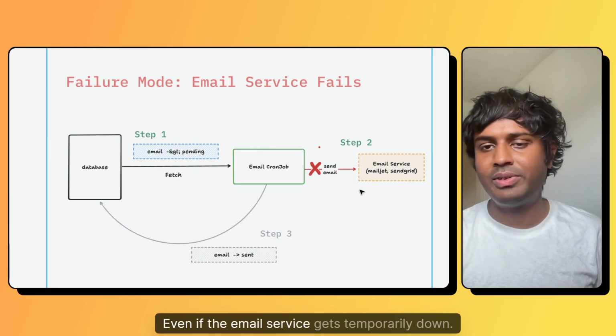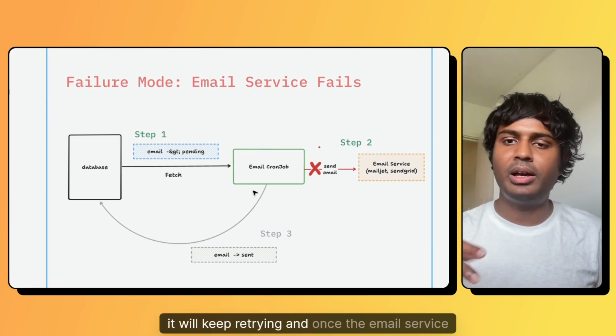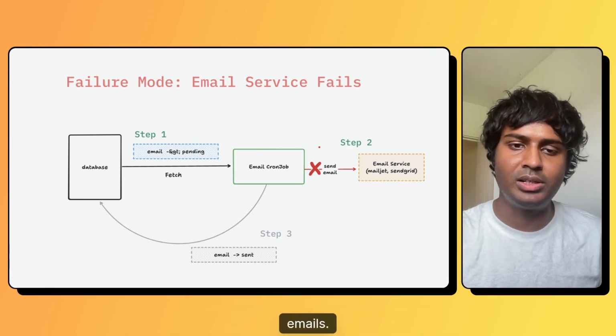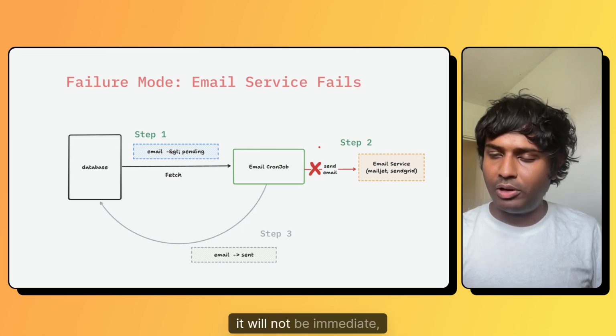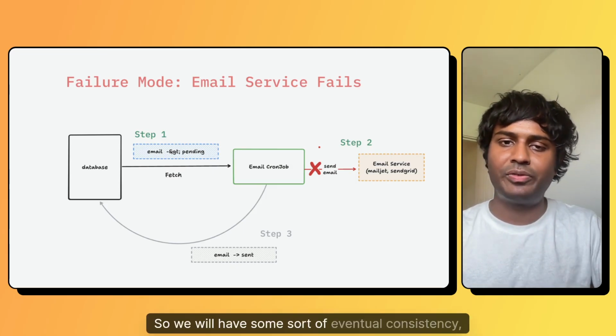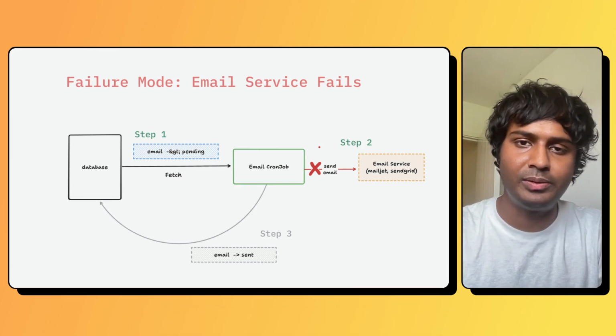Even if the email service gets temporarily down, because this is a cron job, it will keep retrying, and once the email service is back, we will send all the pending emails. So it will not be immediate, but it will eventually send it. So we will have some sort of eventual consistency, but we will always send the confirmation email, which is great.